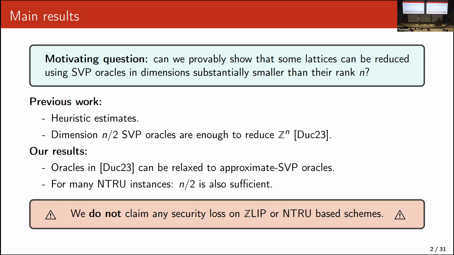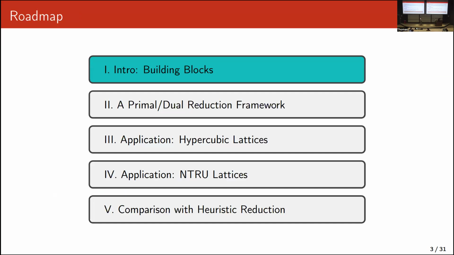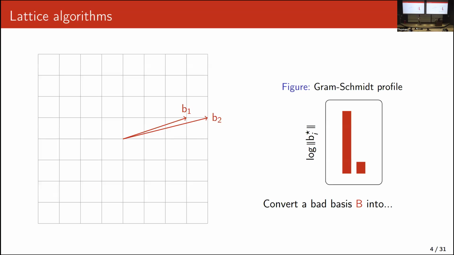And also for many NTRU instances, we show that n/2 is indeed sufficient to reduce the lattices. So this does not incur any security loss on lattice isomorphism or NTRU-based schemes. I'm only talking about provable results and not the heuristic results, which end up being better than what we can prove. All right, so I'll start with a few building blocks and reminders on lattice algorithms and SVP oracles, etc.